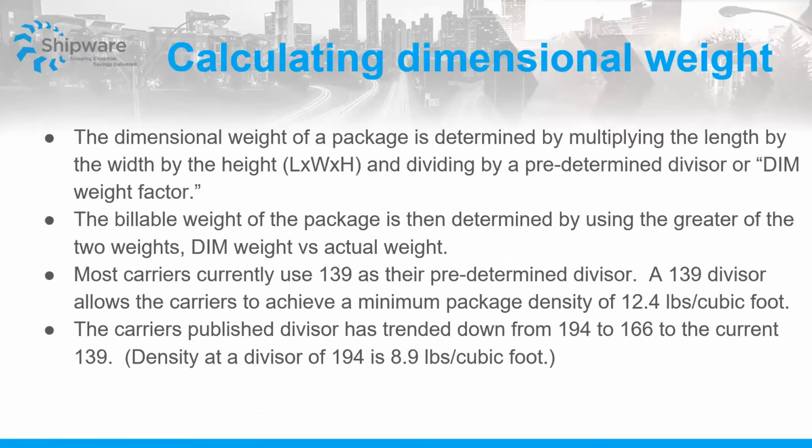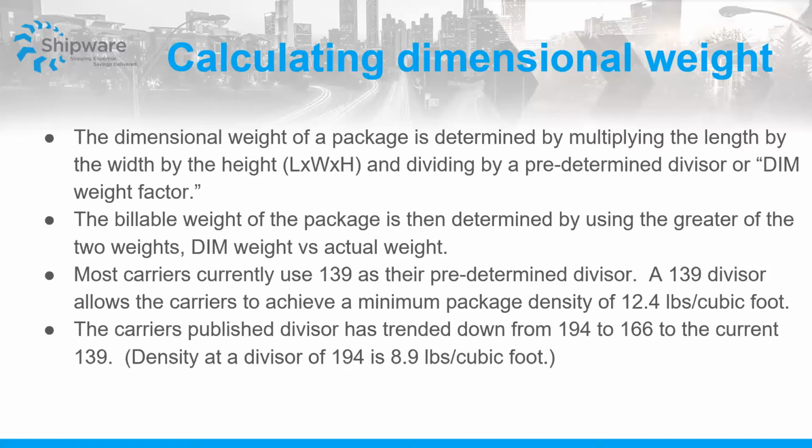So let's talk a little bit more about how the carriers calculate dimensional weight. As I mentioned earlier, the dimensional weight of a package is determined by multiplying the length by the width by the height and dividing by a predetermined divisor, or dim weight factor is the term that you'll often hear. The billable weight of the package is then determined, again, by using the greater of the two weights, the dim weight versus the actual weight. UPS and FedEx and just about every other carrier these days, with a few exceptions, uses 139 as their predetermined dimensional weight divisor or dim factor.